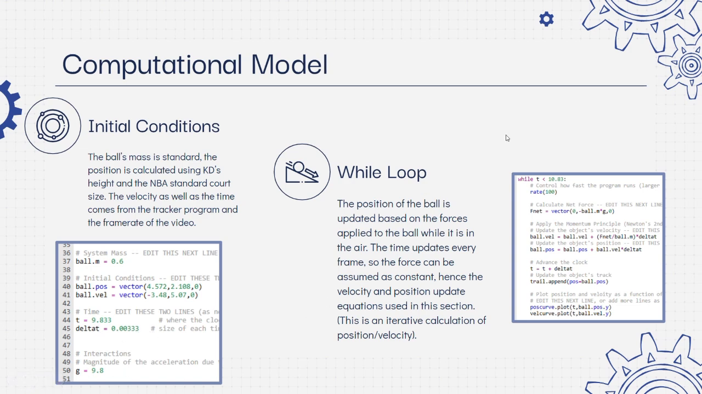Then the while loop, which is from t starting, which is 9.83 from the video, and ends at 10.83, which is when the shot goes into the basket. This is pretty simple calculation using the constant force due to gravity, which is the only force that the ball experiences in the air. Then I used iterative calculation using the velocity and position update formulas to calculate the time, and then obviously it advances the clock and prints with a trail.